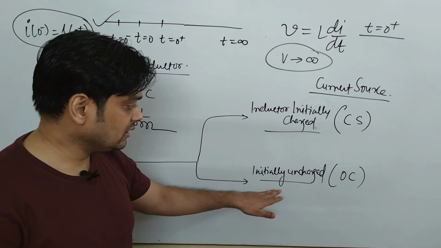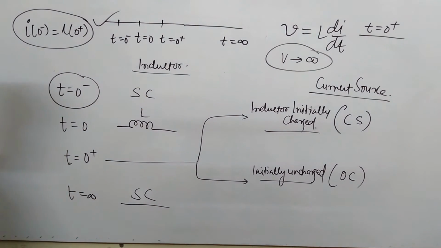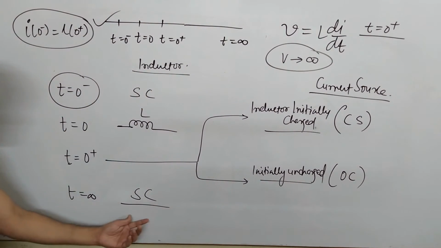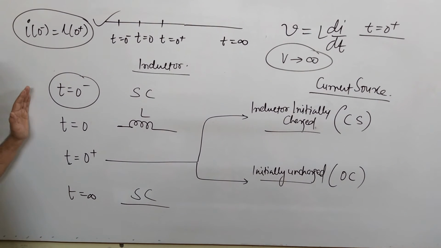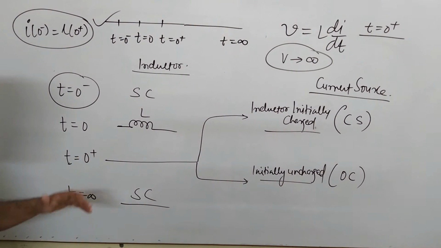If it is initially uncharged, it behaves like an open circuit. At t equal to infinite, it remains like a short circuit. Whatever the condition of capacitor and inductor, whatever I have mentioned up to this video, we will understand more in numerical problems. So don't be confused about how we will apply all these concepts while solving the problem. Simply we will apply them and you will see we will easily get the answers of any complex network. Okay, so one by one we will see it.